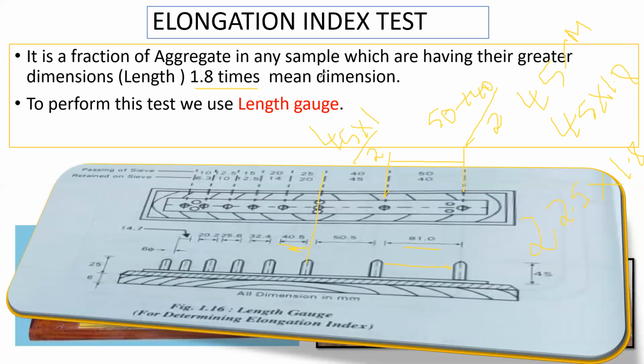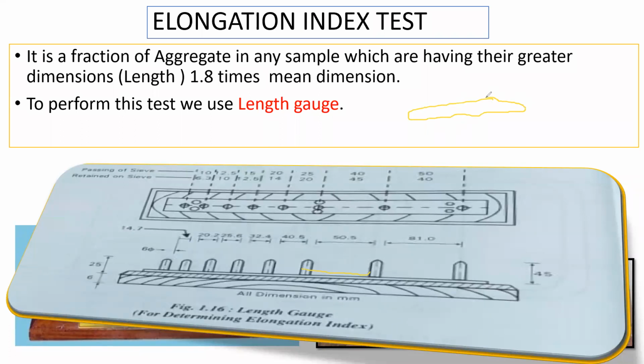That's it. Next, another thing you should remember: when you pass the aggregate, you have to pass it along the length. This is how my aggregate is going to look, and this is the thickness gauge I have. So this aggregate you have to pass along its length. But in the flakiness index, we were passing along the thickness. But here, lengthwise, you have to try to pass through this particular slot we have, right?